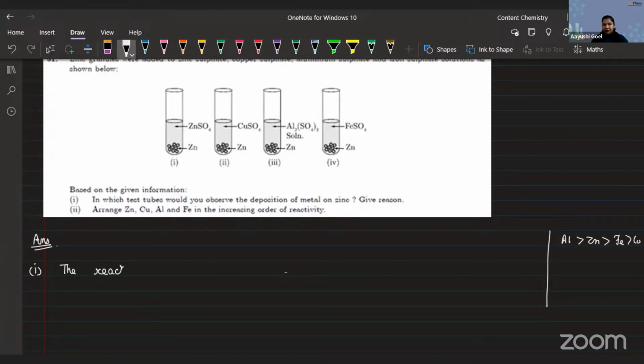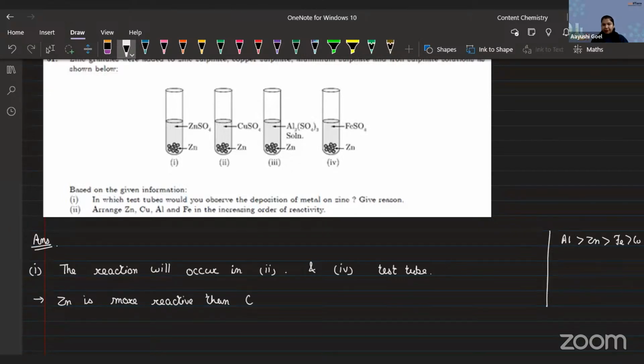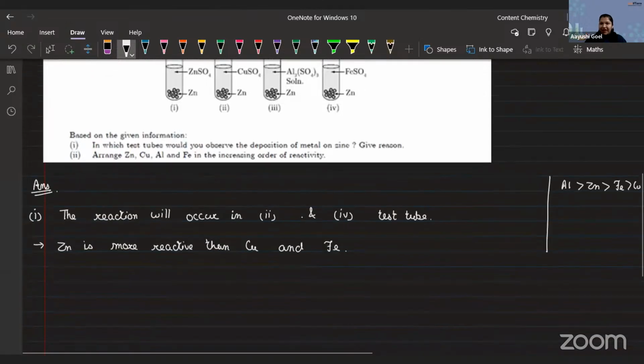The reaction will occur in the second and fourth test tube. Reason: zinc is more reactive than copper and iron. Now, if I write this, I'll not get 5 marks.